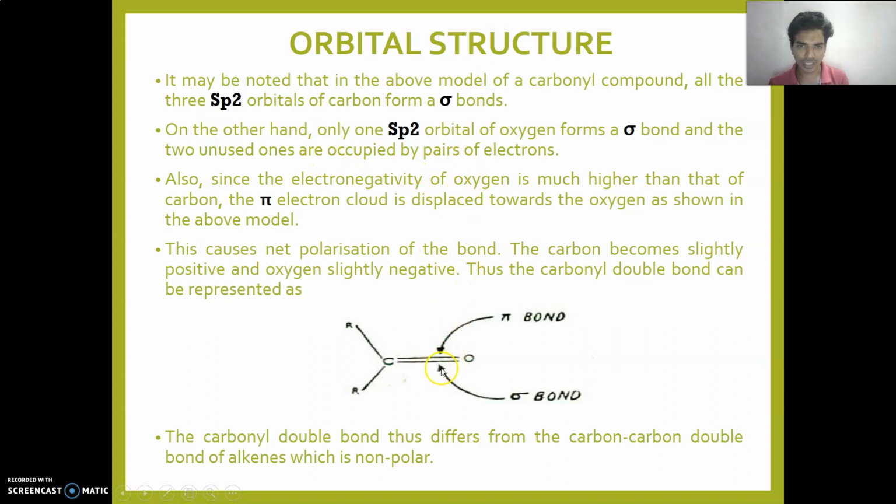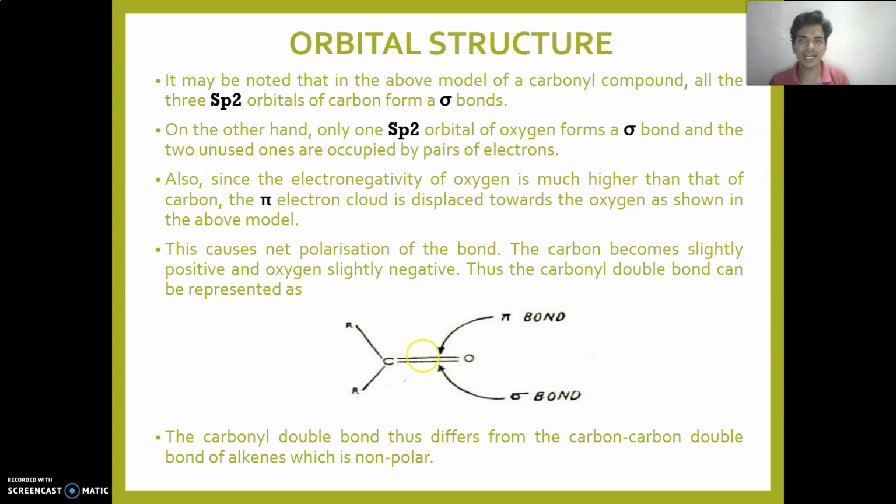So there is one pi bond and one sigma bond. Also, since the electronegativity of oxygen is higher than that of carbon, the pi electron cloud is displaced towards the oxygen, as shown in the above model, and this causes net polarization of the bond.